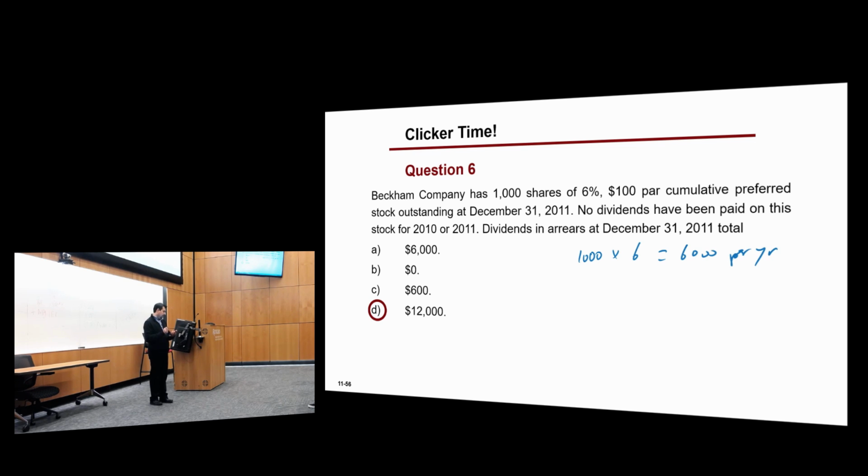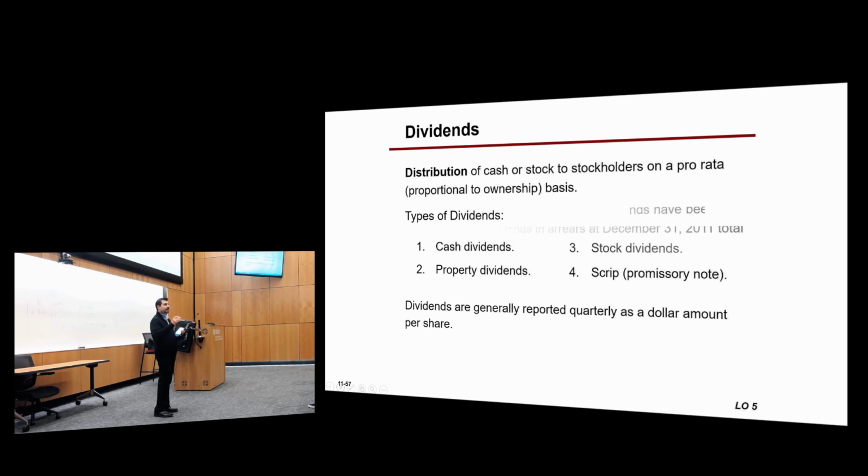No dividends have been paid on stock for 2010 and 2011. So dividends in arrears at December 31st, 2011, those are the ones that were not paid, right? You multiply. So every year, it's not paid. So when they have to declare their financial statements, etc., the dividends in arrears are 12,000.